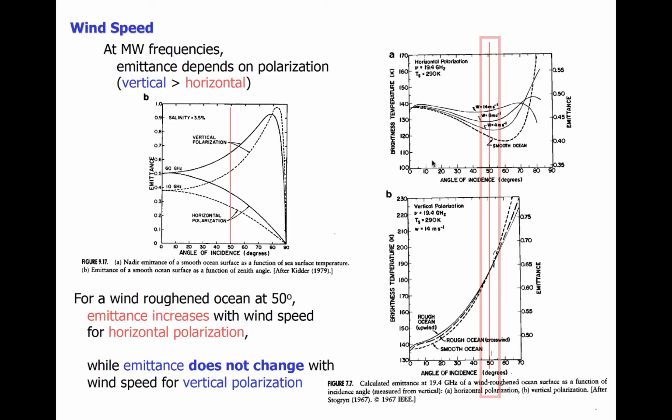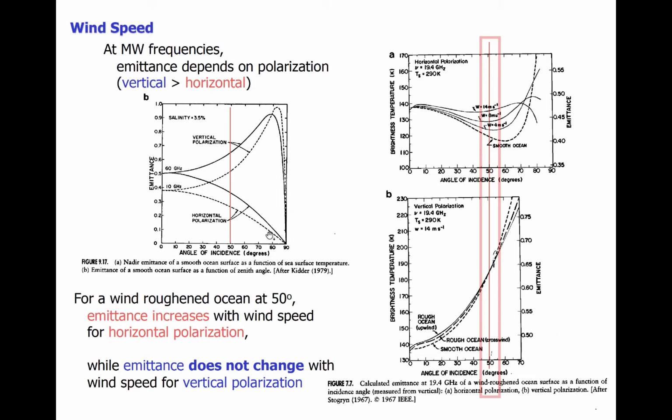As we've seen before, the emissivity of the ocean's surface depends on the incidence angle of the emitted radiation and the frequency at which the radiation is emitted, as seen in this left panel. The emissivity is also dependent upon the polarization, vertical or horizontal, with emissivity of vertically polarized radiation increasing as the incidence angle increases, and that of horizontally polarized radiation decreasing.